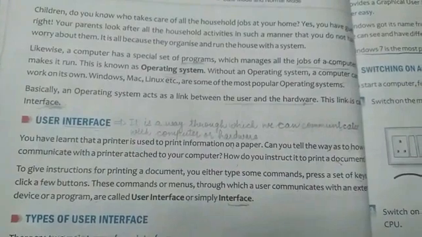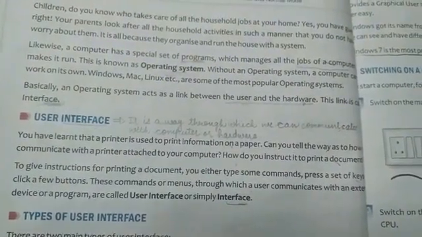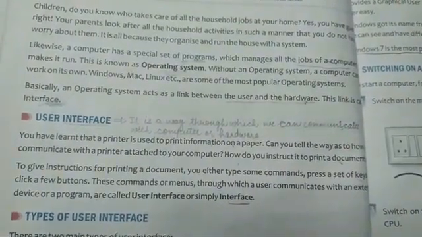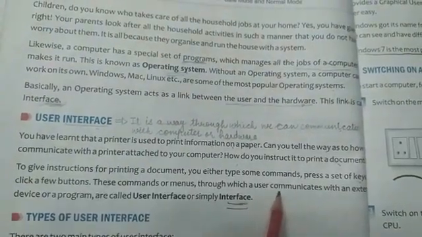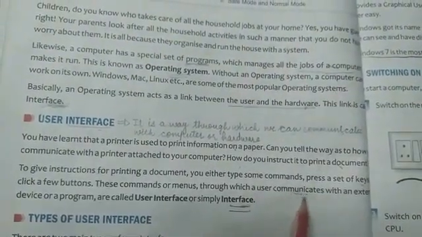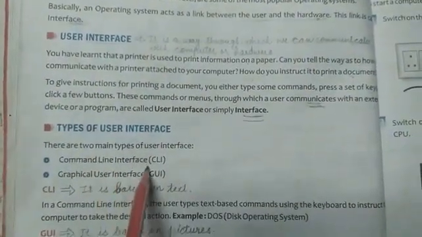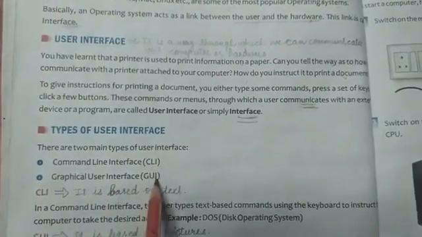For example, if we want to print a document with the help of a printer, we need to give instructions to the computer or printer. The user interface provides the way through which we can communicate with the computer. There are two types of interface: command line interface and graphical user interface, CLI and GUI.